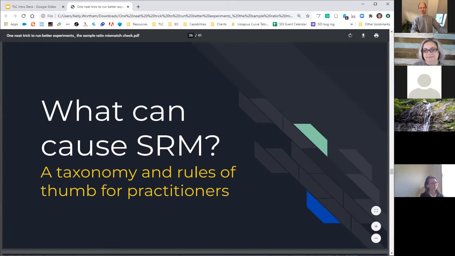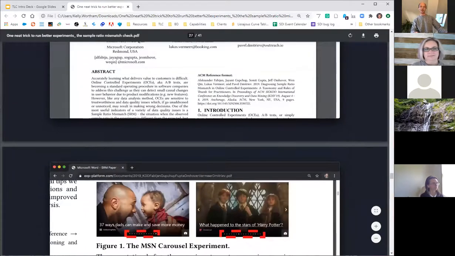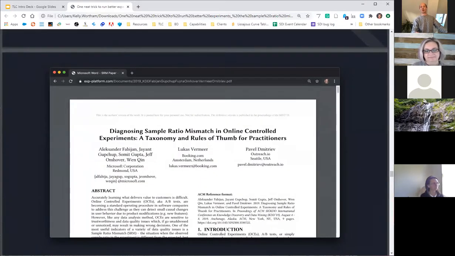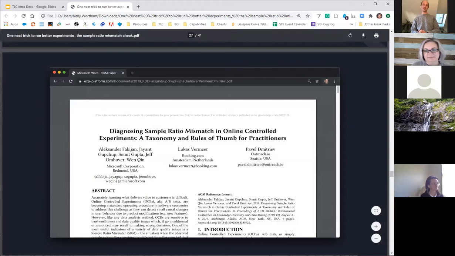To try and answer this question, Alexander Fabian at Microsoft and myself and a few others wrote a paper trying to give an overview, a taxonomy of potential reasons for SRM, because like I said at the beginning, SRM checking is not a silver bullet, right? It doesn't solve every data quality issue, but it does detect a wide variety of them. And there can be many different reasons why an SRM occurred.